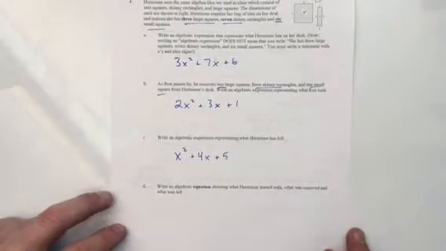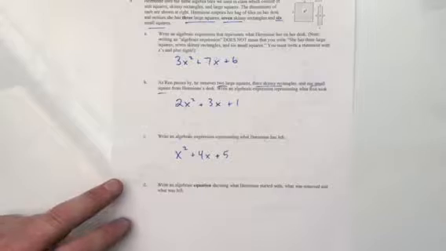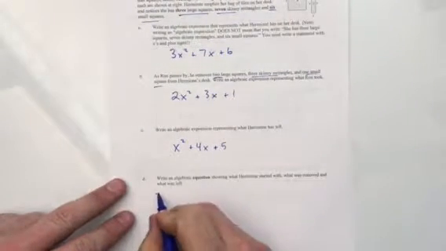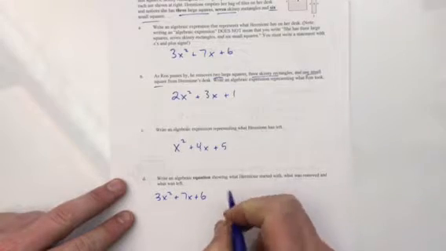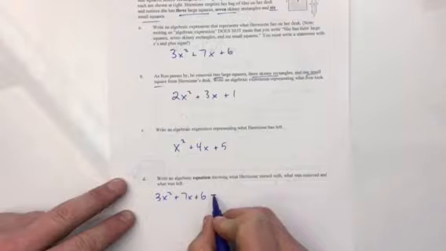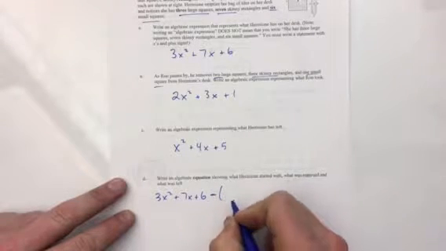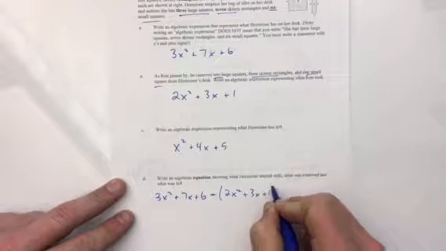D, write an algebraic equation showing what Hermione started with, what was removed, and what was left. Well, she started with 3x squared plus 7x plus 6. And then what was removed, remember subtraction sign means removed. This group that was removed was 2x squared plus 3x plus 1.